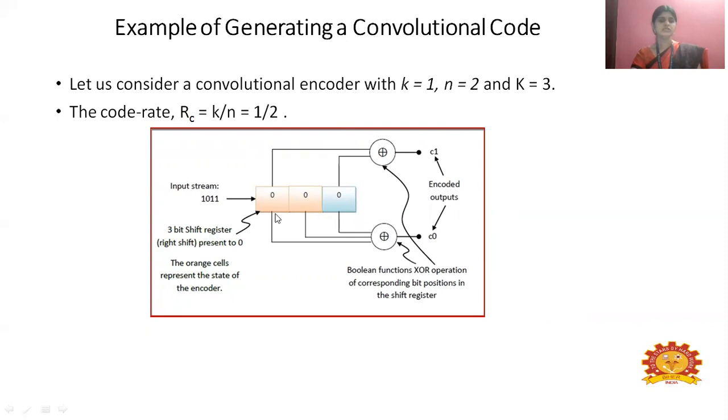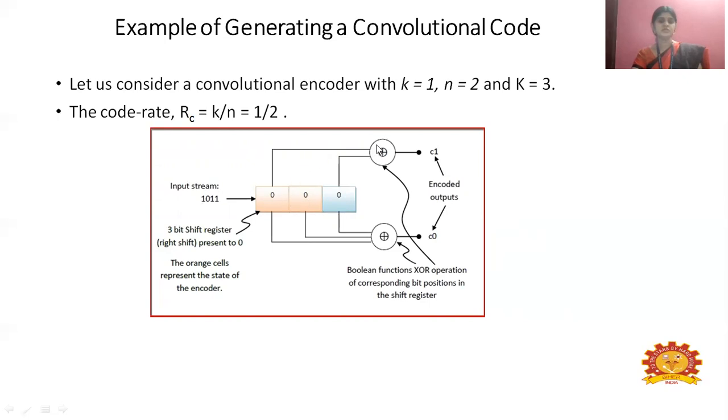So these are the shift registers, and the input stream is 1011. A 3-bit shift register is used, and the present initial state will be 000. For example, consider these as m1 and m2, which represent the message bits. Here the orange cell represents the state of the encoder. These are the two modulo 2 adders, that is, the Boolean functions, which perform the XOR operation of the corresponding bit positions in the shift registers.